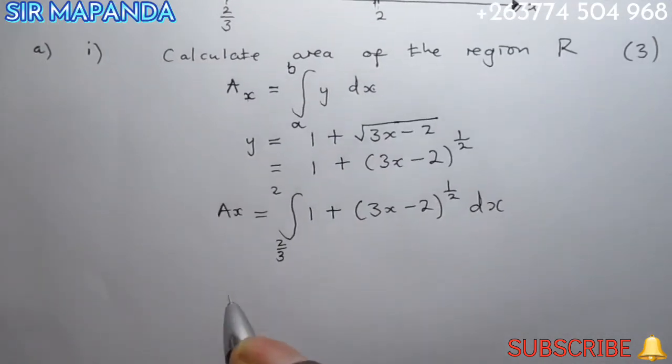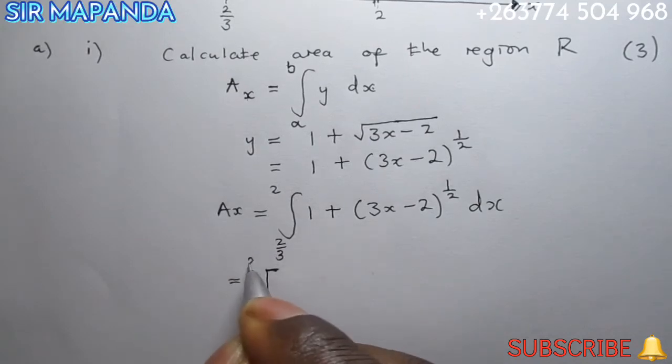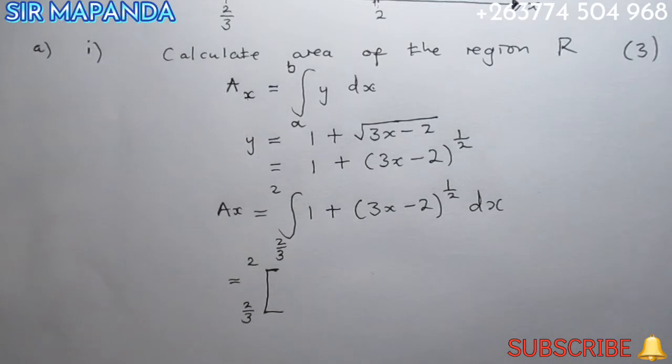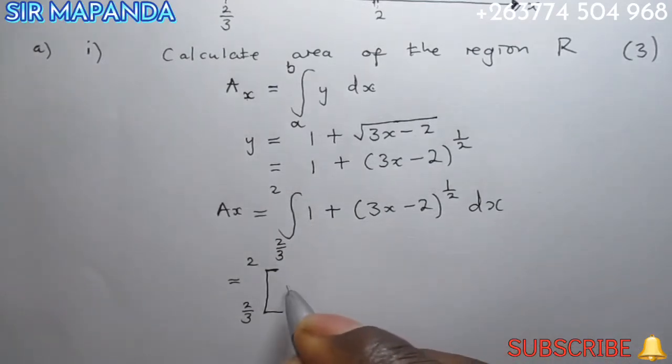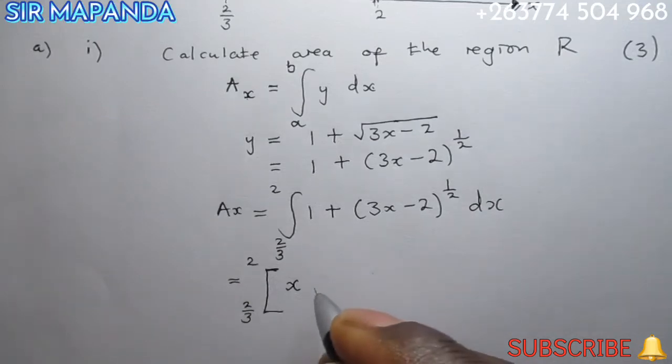Right, so let me put a big bracket so that I integrate. I need to maintain my limits here, 2/3 the lower limit and 2 the upper limit. Integral of 1 is x. Do not confuse the integral of a constant term with derivative of a constant term. For derivative, you get 0. But for integral of a constant term, just put x in front of that constant. I hope you are following. Right. Plus.